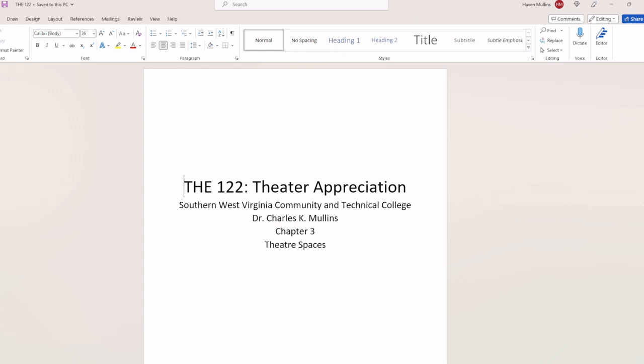Let's move on to page 58. We see a classic Spanish stage at the top of 58. That's a variation of the thrust stage used in Elizabethan England. And at the bottom of page 58, we see a modern thrust stage. Notice how the stage area is extending into the audience seating.